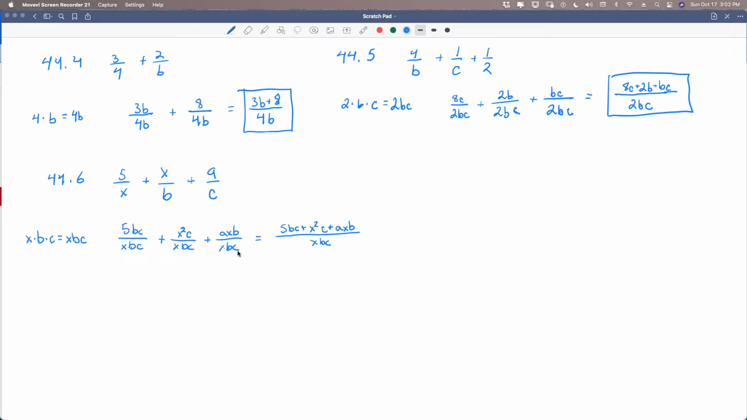All right, so we have come back. We found our common denominator was xbc. We applied that to each fraction. We got 5bc, x squared c, and axb. And then we put them all over the same denominator, xbc, as one expression. So this is the correct answer right here. If you got that, congratulations. You understand what you're doing. Let's do 44.7 right here.